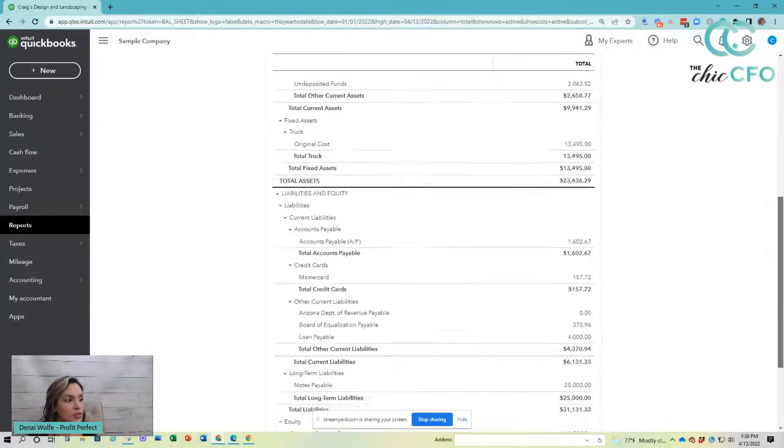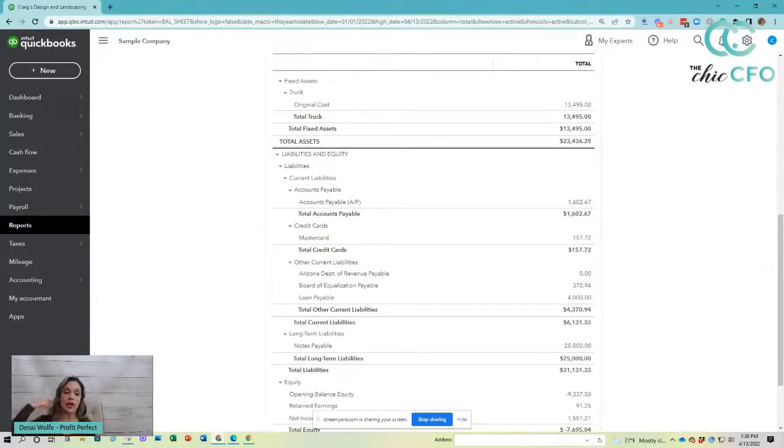Then we come down to our liabilities. Now, remember, our current liabilities are bills we have to pay this year. Our long-term liabilities are bills that we don't have to pay within 1 year. So, accounts payable, this is anything that you have entered into QuickBooks Online as a bill. So, I want to be clear, this report will not give you a true snapshot of your accounts payable if you haven't entered in your bills. All right. So don't log into it and say, oh, I owe nothing. Well, if you didn't enter them, then of course it's going to say you don't owe anything. But if you've entered your bills, then your accounts payable is going to be accurate.